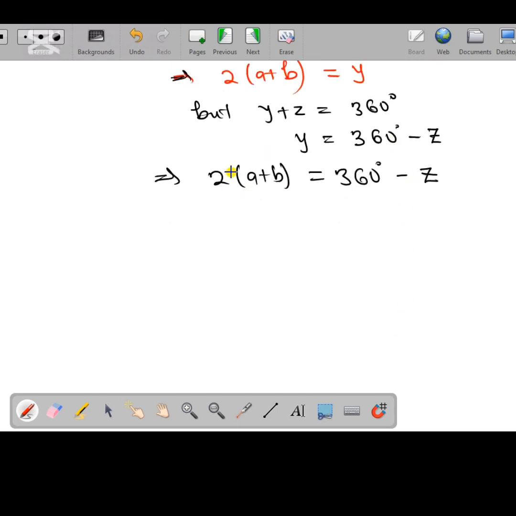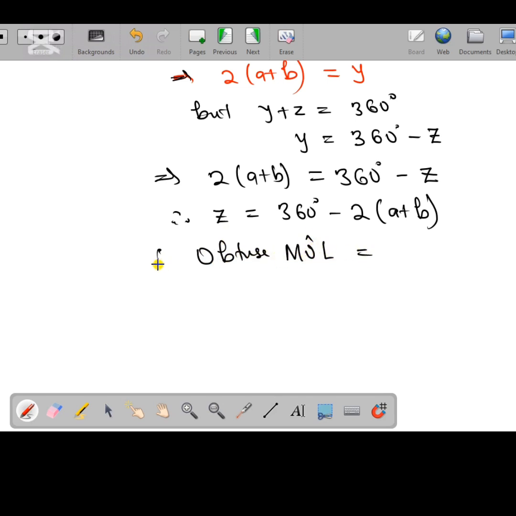So bring Z to this side and take this over to this side. You are going to get that Z alone is equal to 360 degrees minus 2 into A plus B, and that is the reflex MOL, which they called the obtuse MOL that we are looking for. The obtuse angle MOL is equal to 360 degrees minus 2 into A plus B, and that is the solution to this problem.